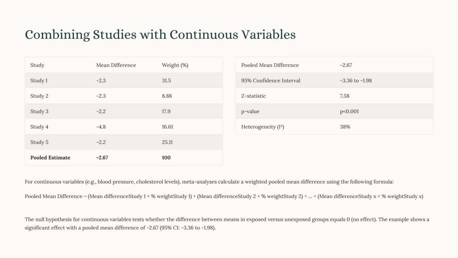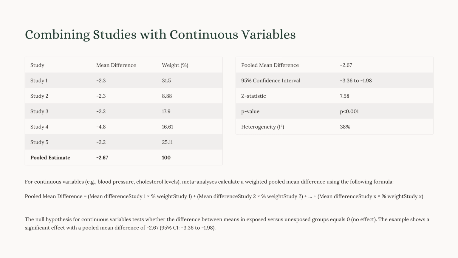The same type of procedure is used for a continuous variable, something like blood pressure or cholesterol levels. They still use some sort of weighting procedure that depends on the sample size and the variance of each individual study's estimate to give you the pooled estimate. So you can see here the mean difference is a negative 2.67, so it's decreasing when you combine all the different studies, and you can see the calculation there, which uses weights.